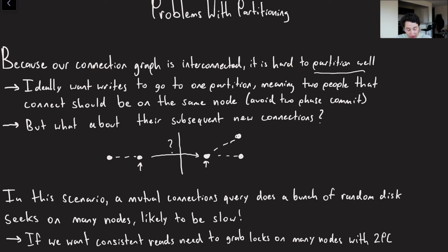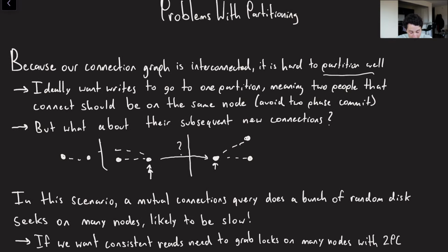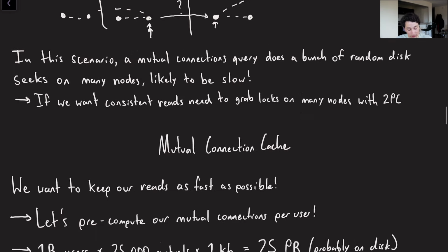And especially if I want to find, let's say I have another partition over here, and this guy is connected over here, and these guys are connected. Now I have to potentially read multiple partitions to find all of my guy over here's mutual connections. And so that is going to get very annoying. It's going to get very slow. It's going to get even slower if we want consistent reads from every single partition, because then we probably have to grab locks on many of those different nodes. But that's a topic for a whole different discussion.